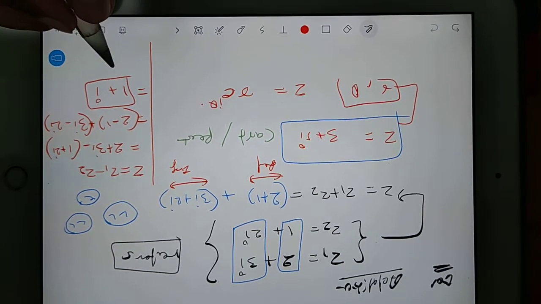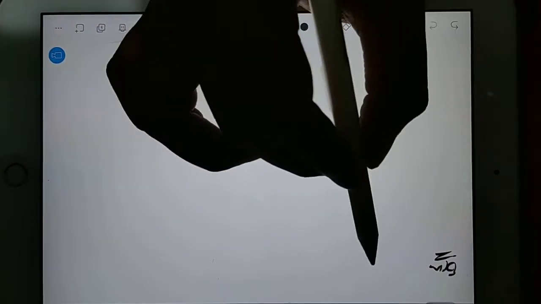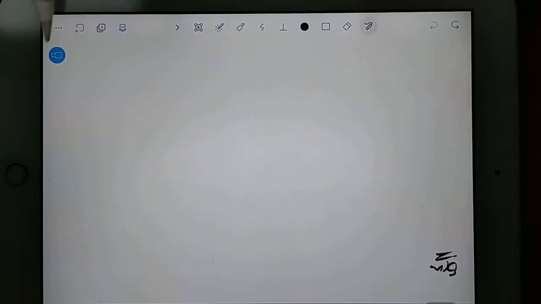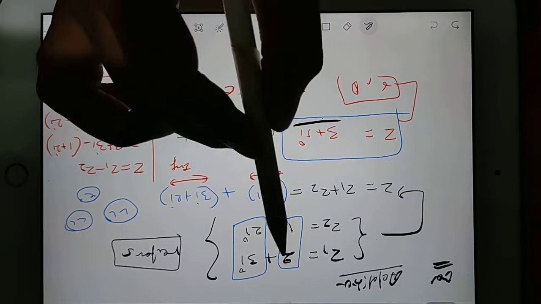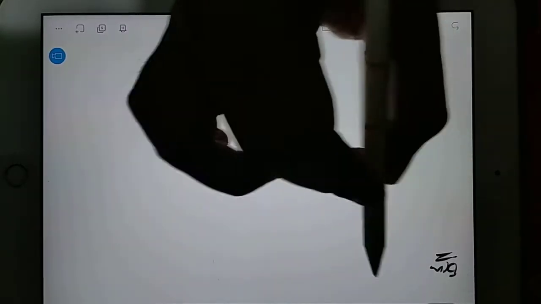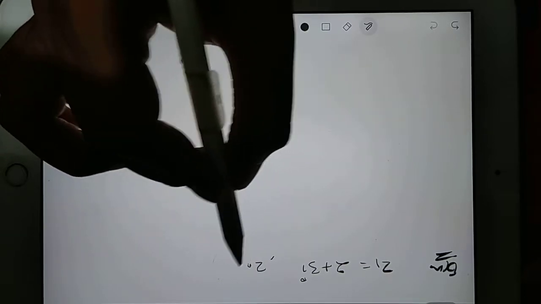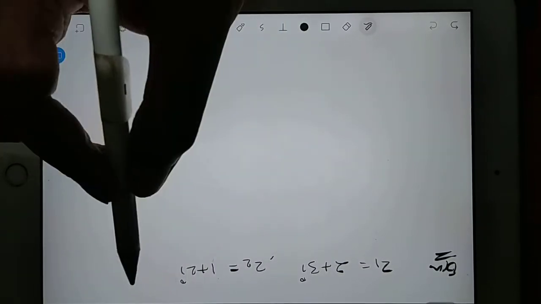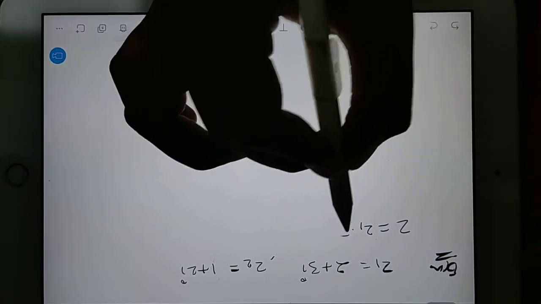Now, how do we multiply two complex numbers? So for that, I'll change the page. So in another example, suppose same complex numbers, 2 plus 3i and 1 plus 2i. So Z1 is equal to 2 plus 3i and Z2 is equal to 1 plus 2i. Now I want to multiply this. It means now this Z is going to be Z1 into Z2.